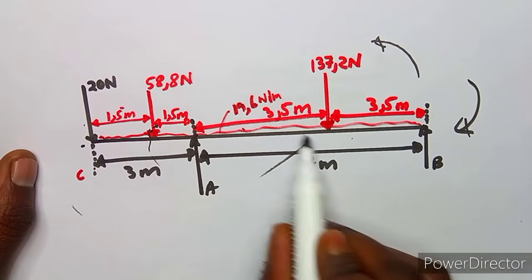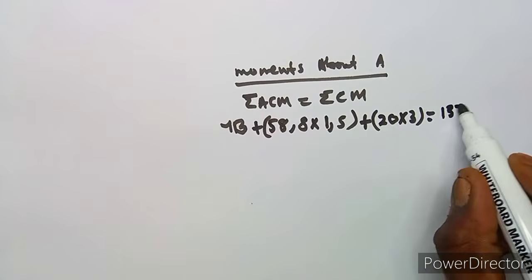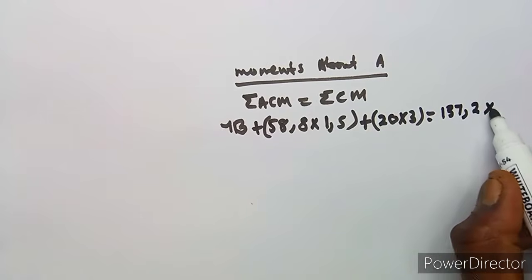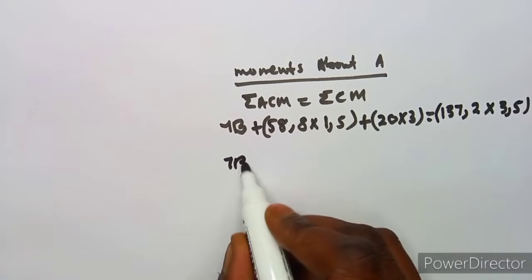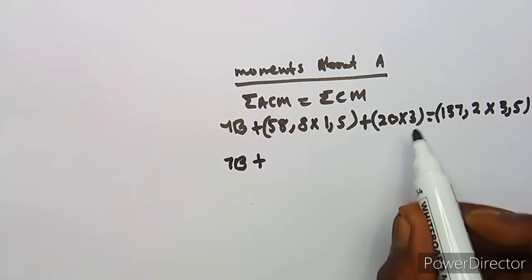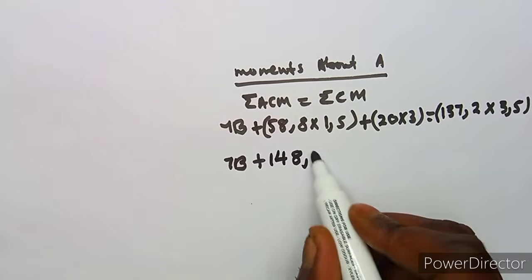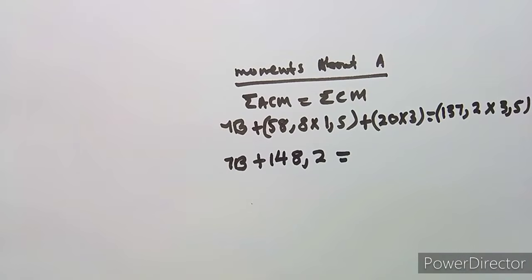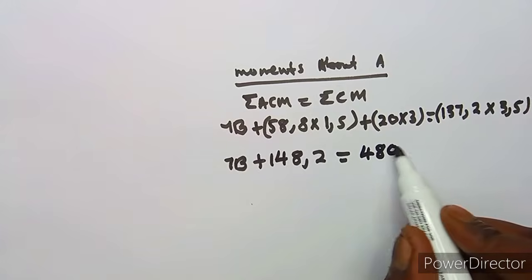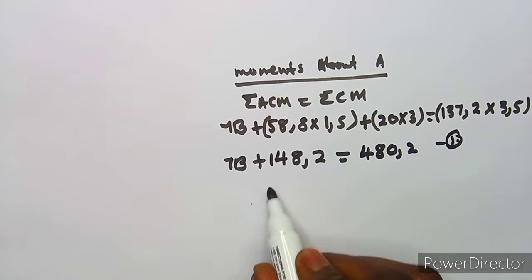Remember, it's in between 7, so this is 3,5. So you multiply by 3,5, so it's 137,2 times the distance of 3,5. So you have to combine everything, multiply these two and combine them. You're going to obtain something like 148,2 equal to, you combine this on the right side, which is going to give us 480,2. So definitely you have to transpose, which is going to subtract here.